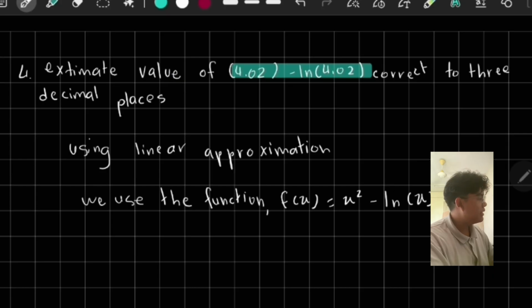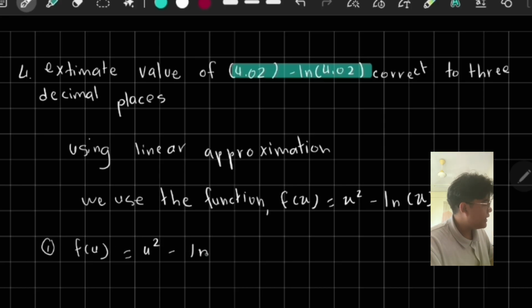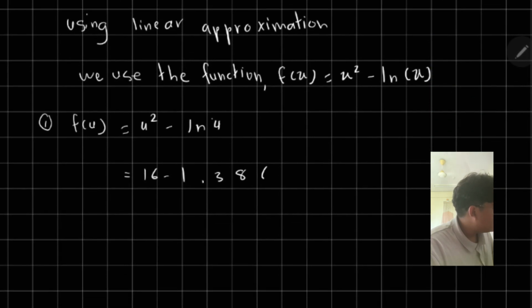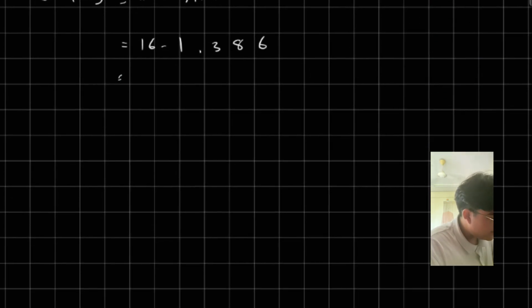So first, using f(4) equals 4 squared minus ln 4, you will get 16 minus 1.386, and the answer will be 14.614.